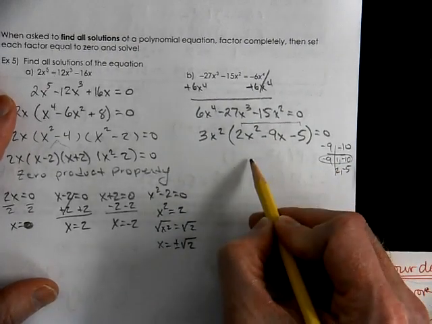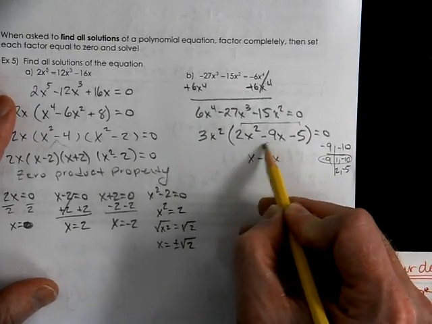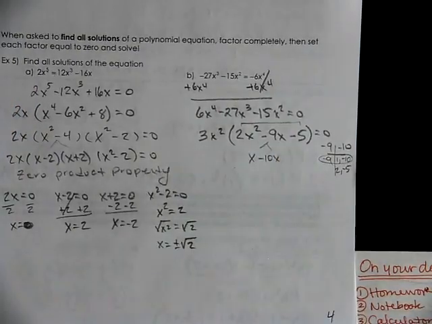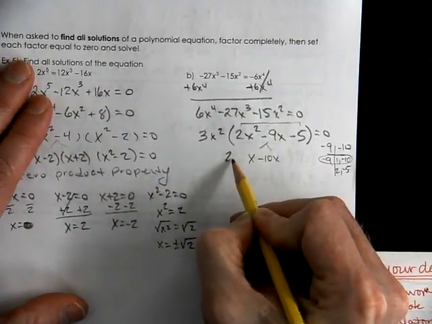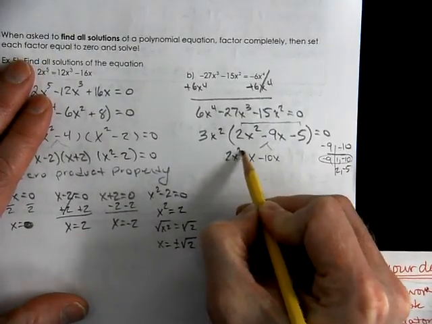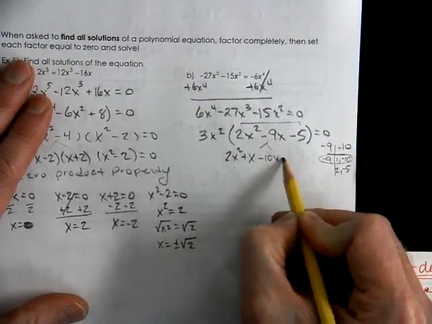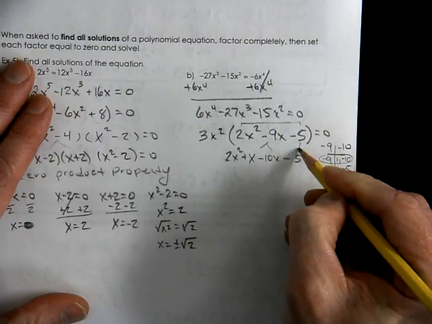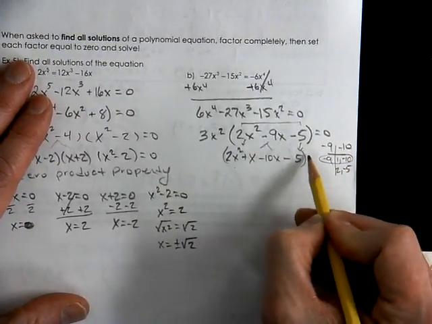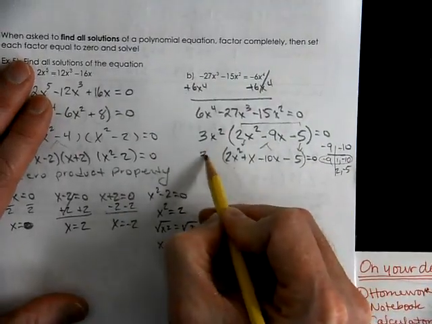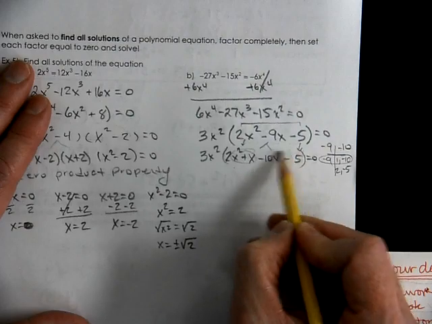So we're going to put our 1x and our negative 10x in place of the 9x. That's going to give us a 2x squared with our positive x minus 10x minus 5. So these two terms come straight down. And then we do our factor by grouping.